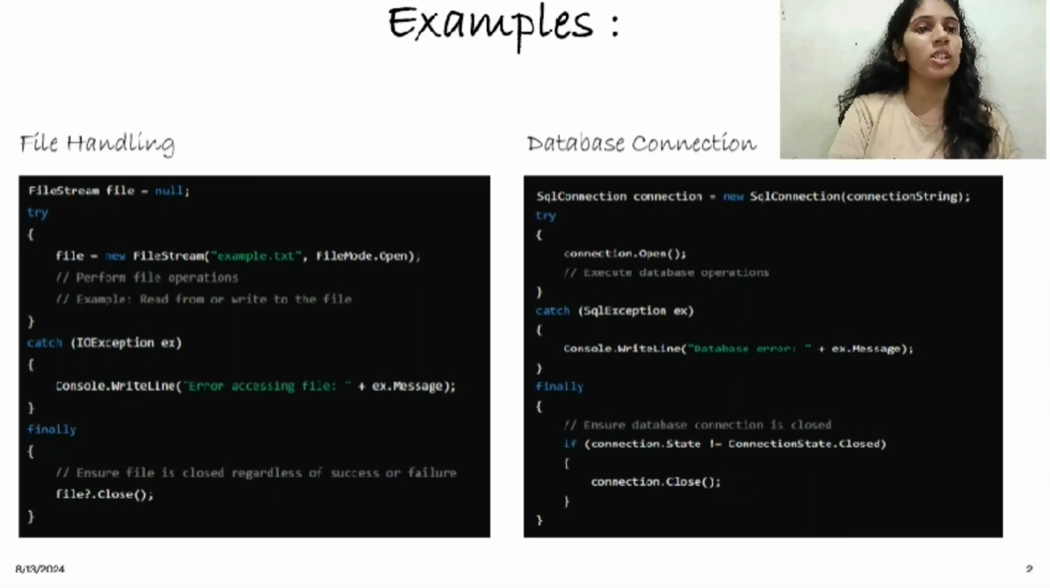An SQL connection is shown, a new connection is made. In the try block, the connection is opened. In the catch block, it will show the error that is happening in the database, and in the finally block, it will close the connection, so it will run successfully afterwards.